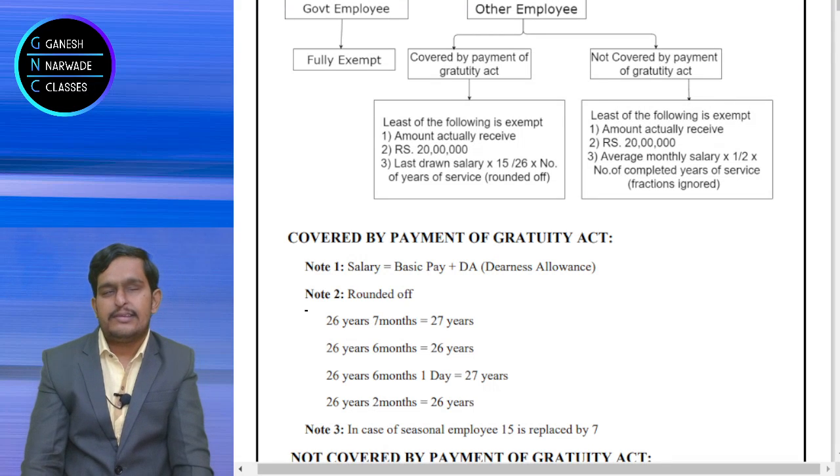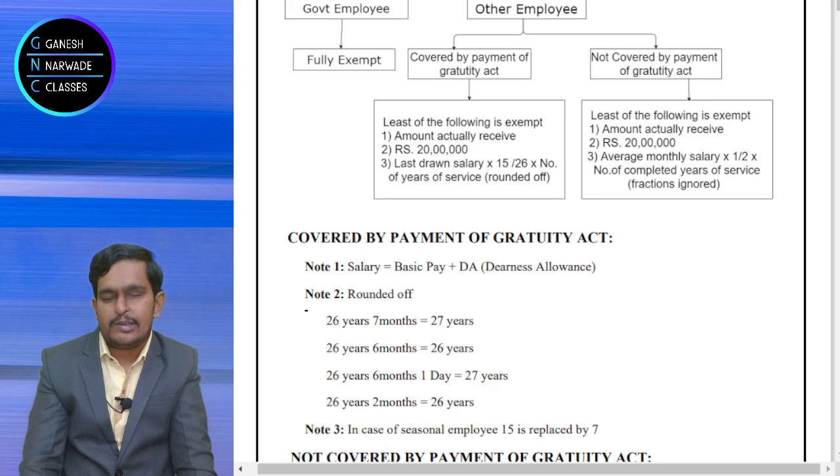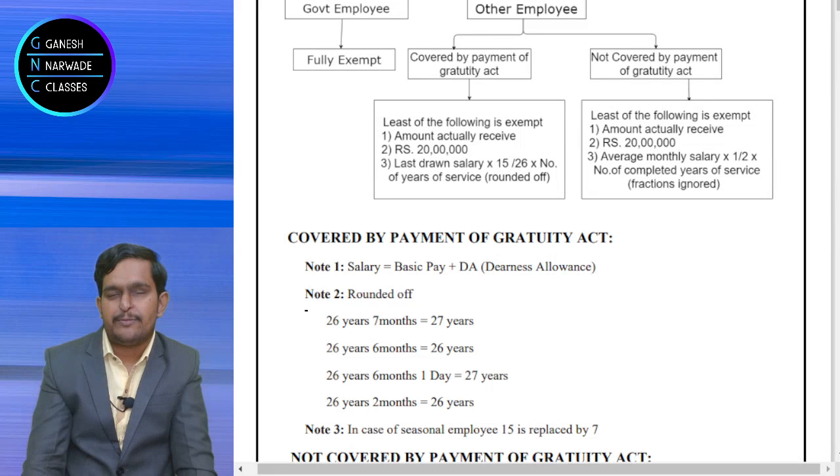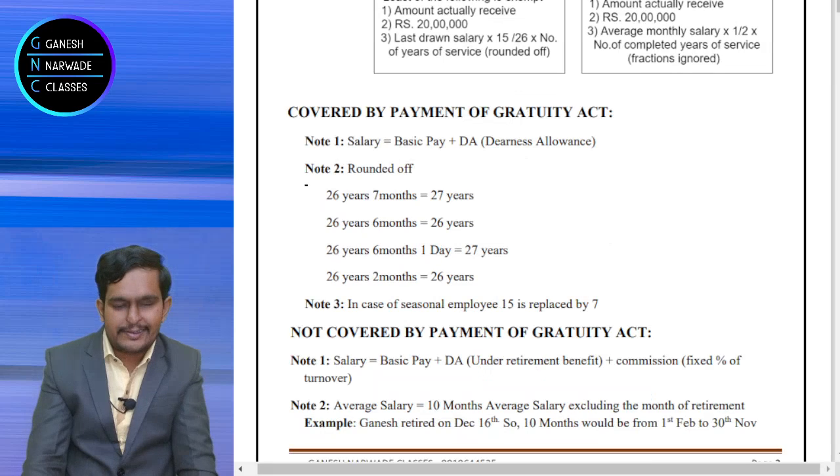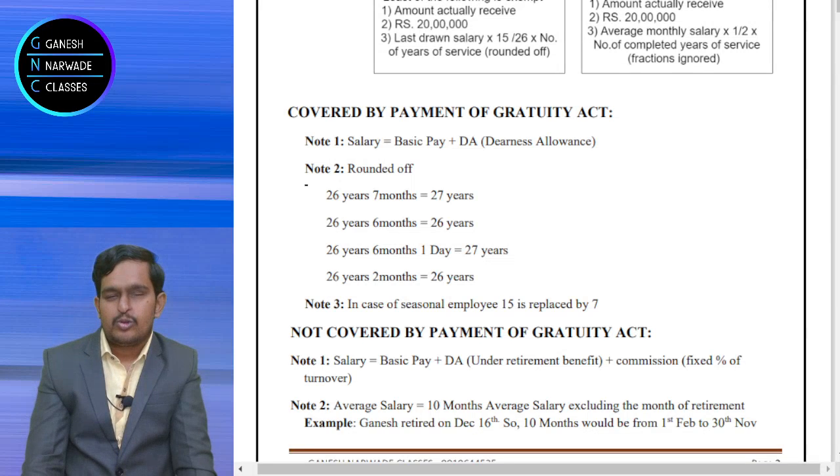Now suppose there are many seasonal factories like sugar factory. Giving 15 days would be unfair for the employer, right? He will be taking the services of the employee only for 4 months, 5 months, that's it. So that's why this 15 is replaced by 7.